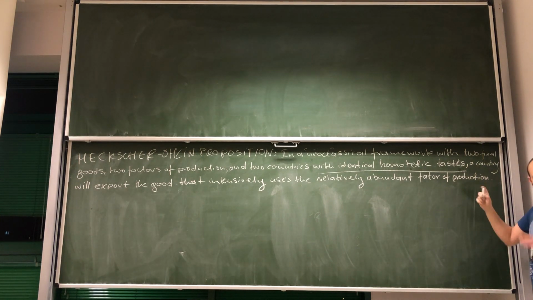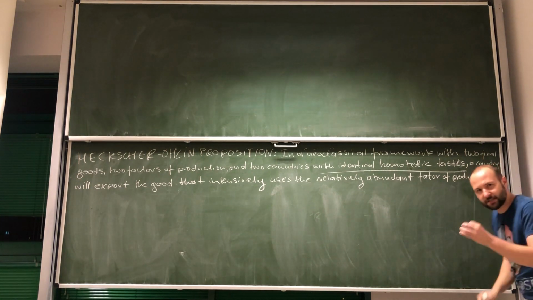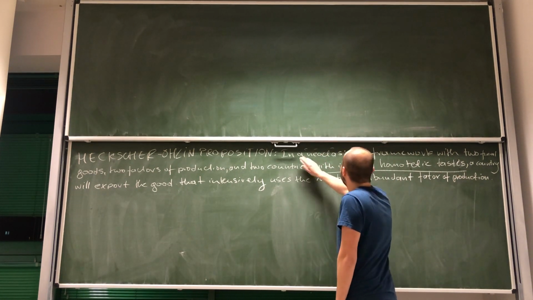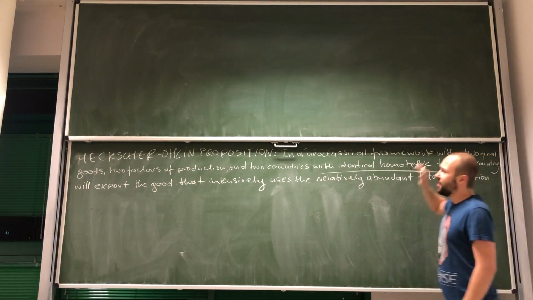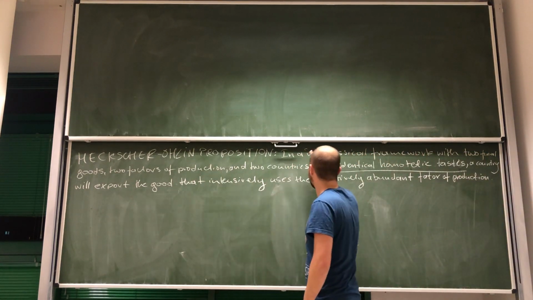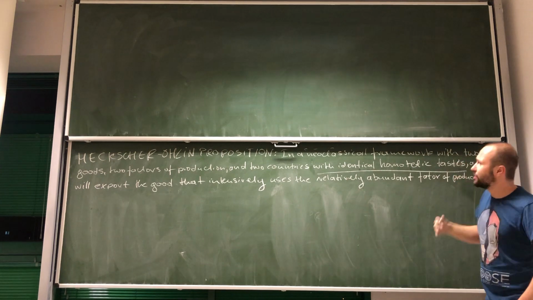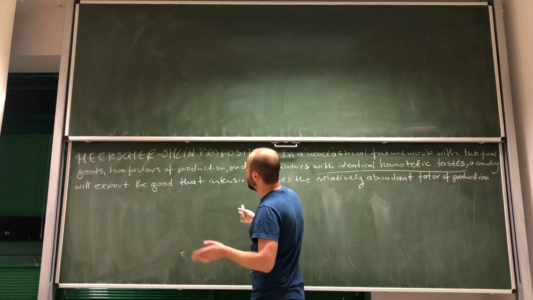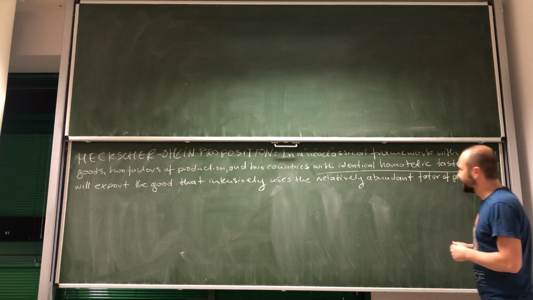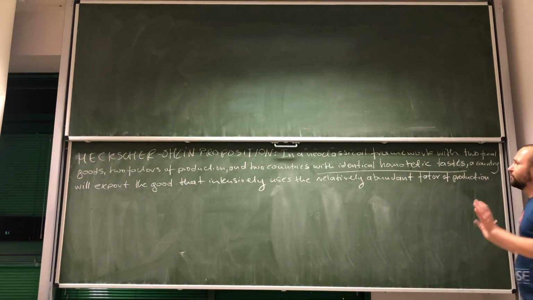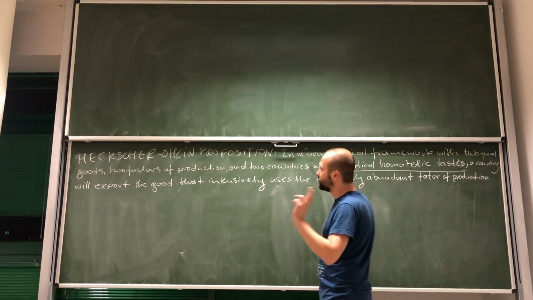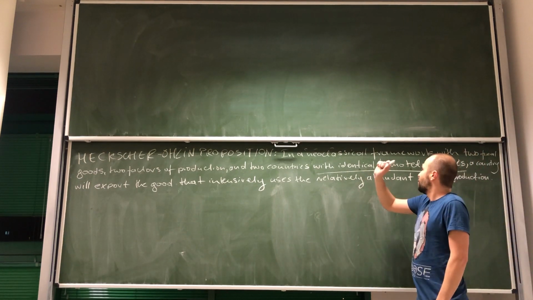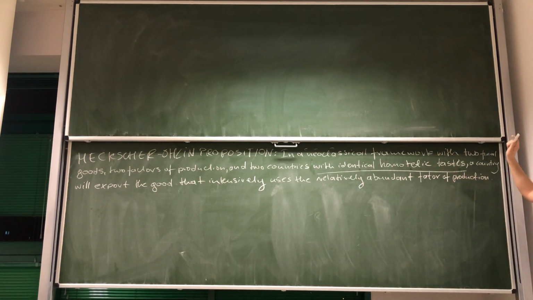Okay, it might seem a little bit complicated, so let's go through this slowly and explain the key points. In a neoclassical framework with two final goods, two factors of production, and two countries, well, this is what we were dealing with for the last 15 videos. So I think this is pretty self-explanatory. We have a very simple model with two goods, two factors of production, and two countries. And now we have identical homothetic tastes.